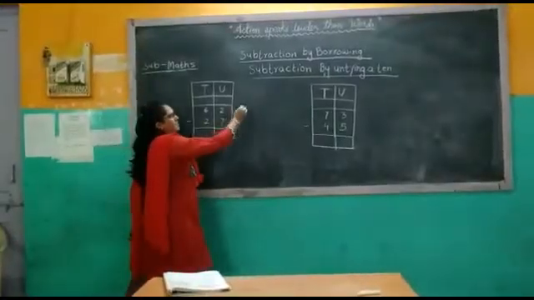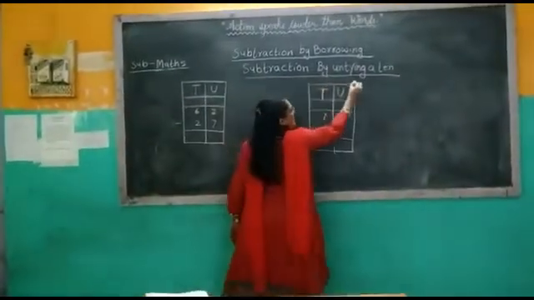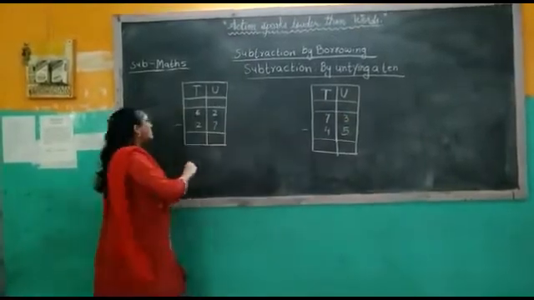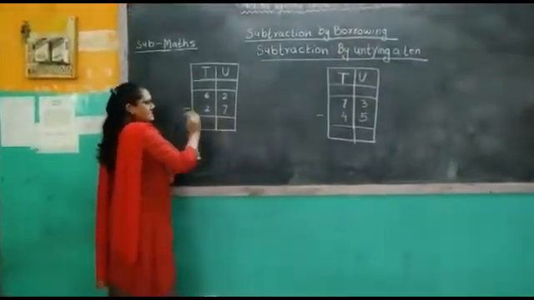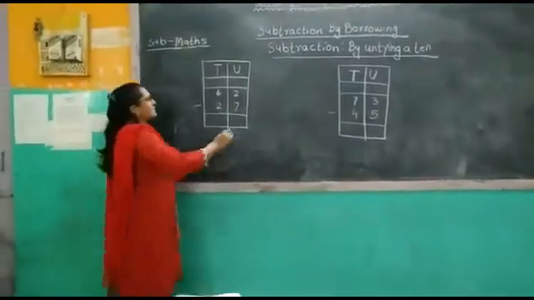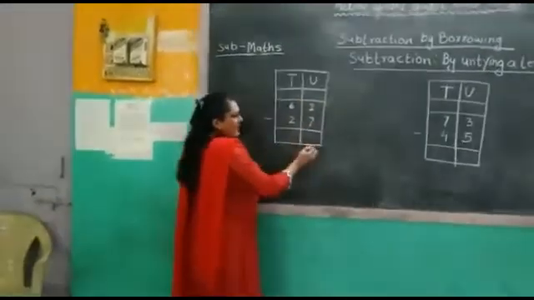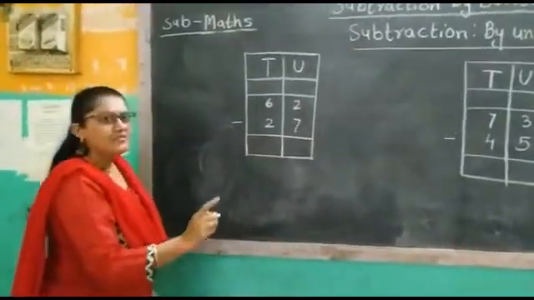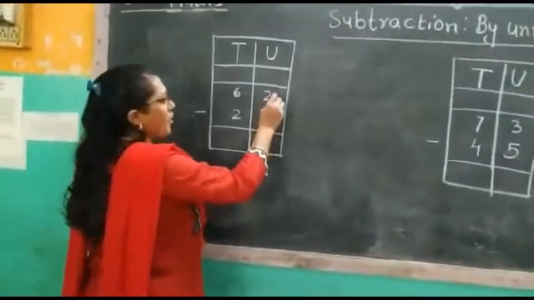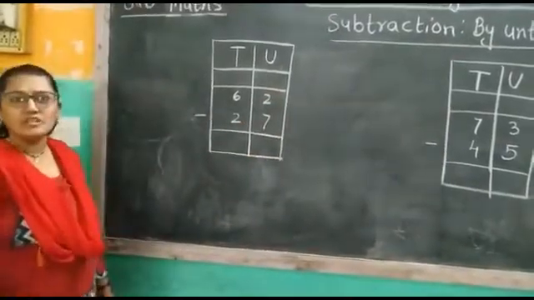Okay students, now we will see subtraction by untying a 10. Now see this example, 62 minus 27. Now first we will see unit to unit. We have to subtract 7 from 2. We know that we cannot subtract 7 from 2. So now what we will do students?